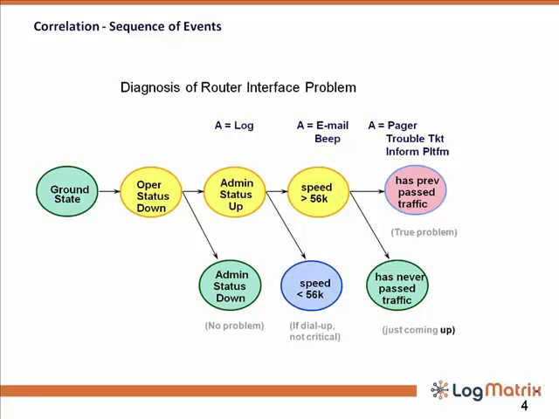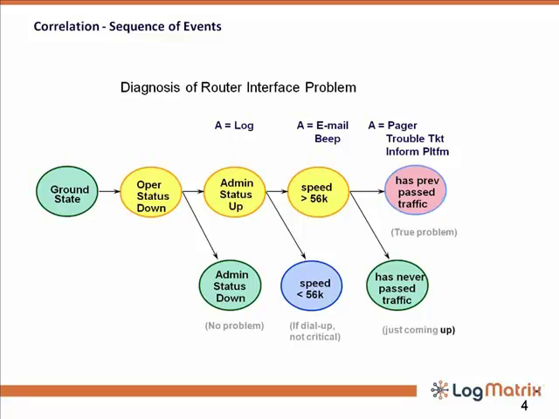Next, NerveCenter polls to determine whether the interface has passed traffic. If the interface has never passed traffic, it may just be coming up, so no action is required. If the interface has previously passed traffic, there probably is a critical problem, and the specified action is to page an operator, open a trouble ticket, or inform the network management platform. The correlation ends with a sequence of events determining the action.